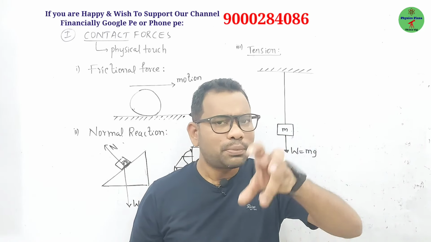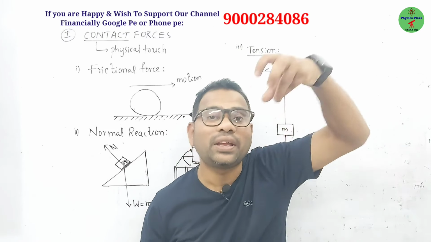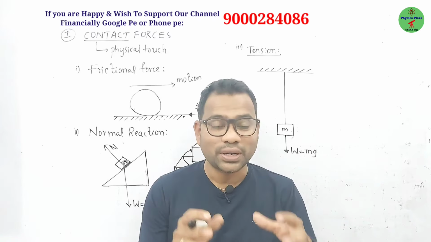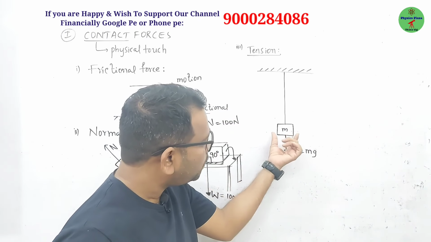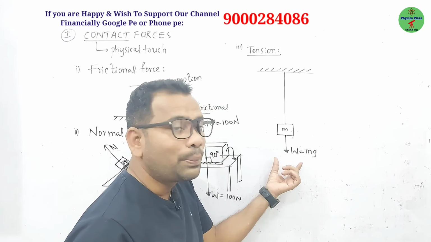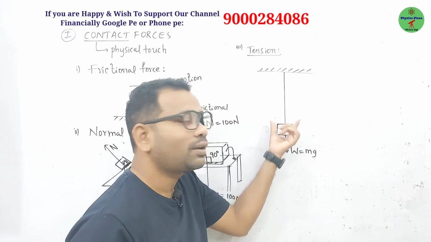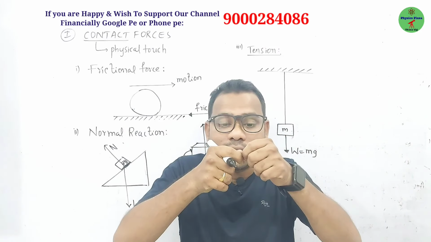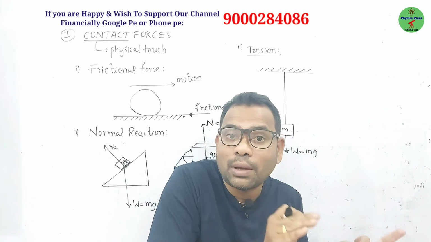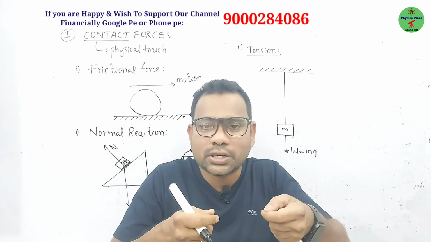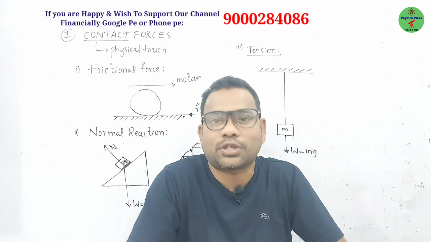Which means what? Somebody is pulling it upward, right? Somebody is holding it, right? Yes or no? Try to understand. Logically think. Though gravitational force is acting on this body, why is this body not going in the downward direction? Because it is attached to the string, and the string is stretched. In a stretched condition, the string will apply force. In a stretched condition, a kind of force is developed.